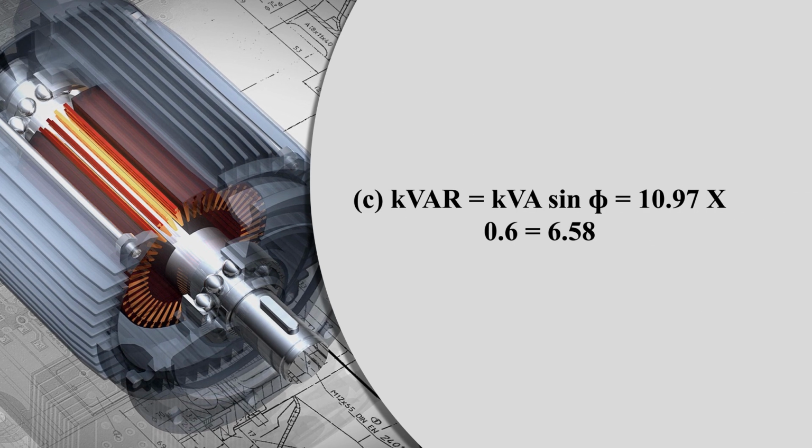Third, the parameter you have to calculate is kVAR. This kVAR is basically kVA reactive. So kVAR can be written as kVA sin phi. You have already calculated the kVA, and you have the value of sin phi. The value of kVA is 10.97, and the value of sin phi is 0.6. So you just multiply 10.97 by 0.6, it comes to 6.58. So kVAR is 6.58.